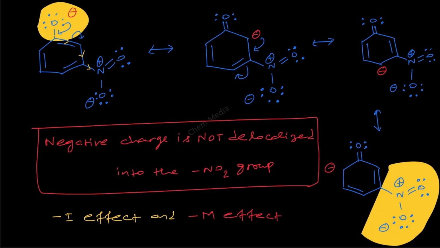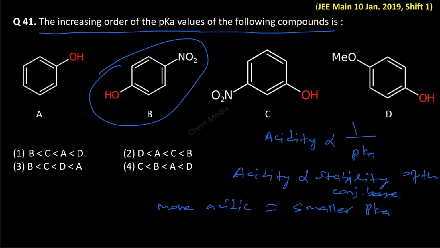So therefore, paranitrophenol is more acidic compared to metanitrophenol. So this means B should come first, isn't it? That will have smaller pKa value. After B, C should come. So this means 2 is wrong, 4 is also wrong, isn't it? So now between A and D, which one will be more acidic? Obviously phenol will be more acidic.